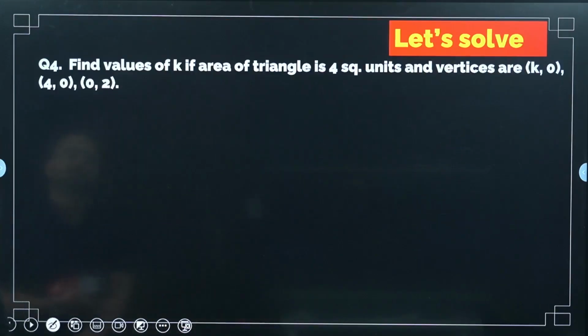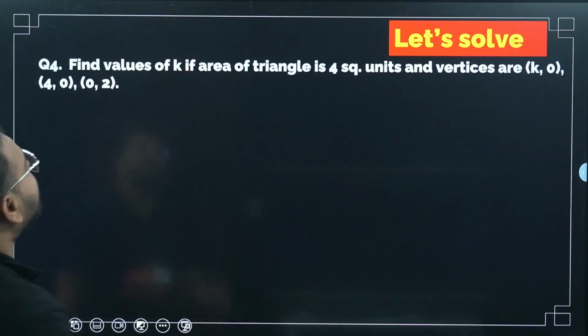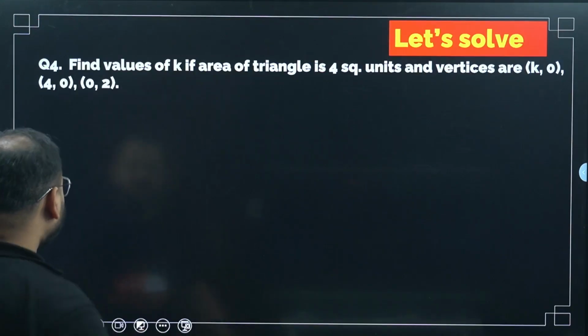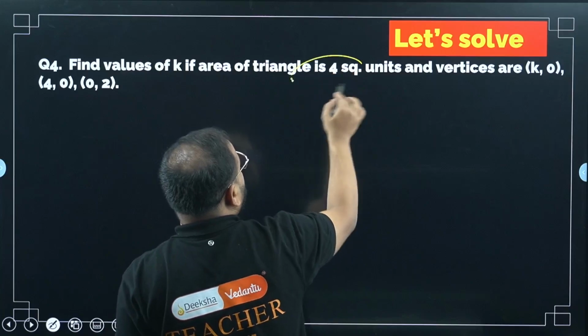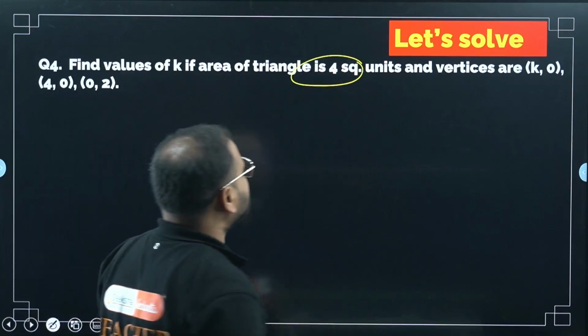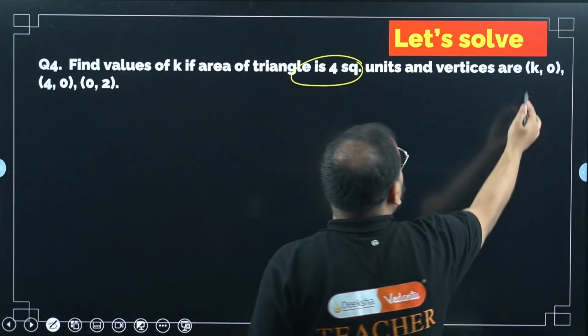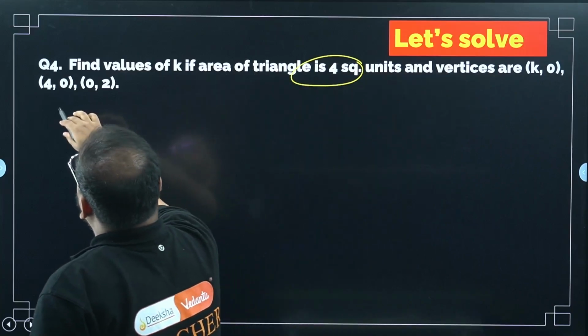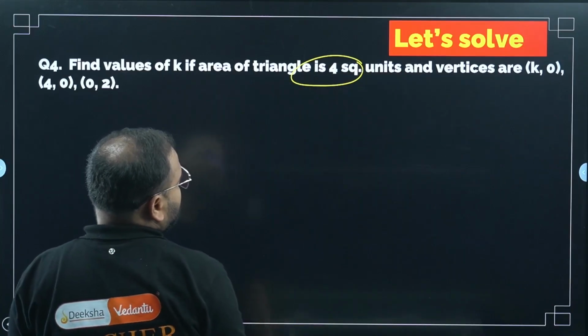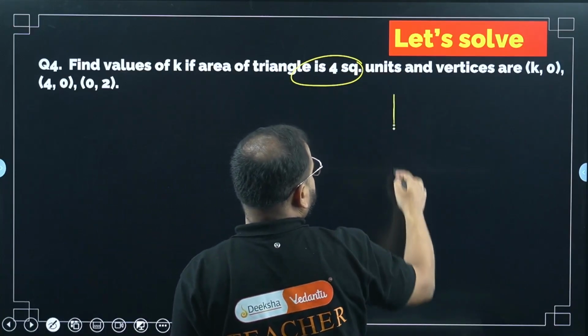Moving to the first question. Find values of K if area of triangle is given. Okay, so we have the area of the triangle given. In a triangle ABC, area is 4 square units. The coordinates are given as K, 0, 4, 0 and 0, 2. So you have to arrange in the matrix.